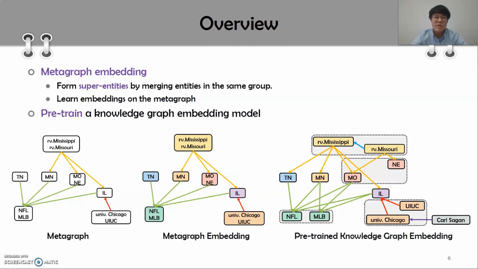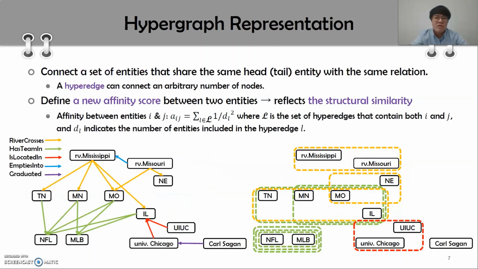We construct the metagraph by merging entities in the same group. After running representation learning on the metagraph, we can effectively initialize the corresponding entities and relations in the original knowledge graph. Now, let me describe more details of each step.